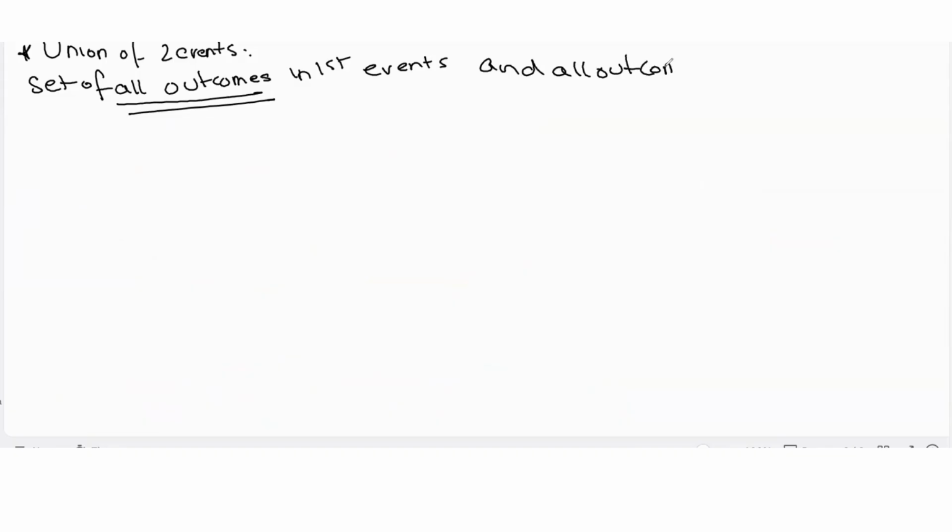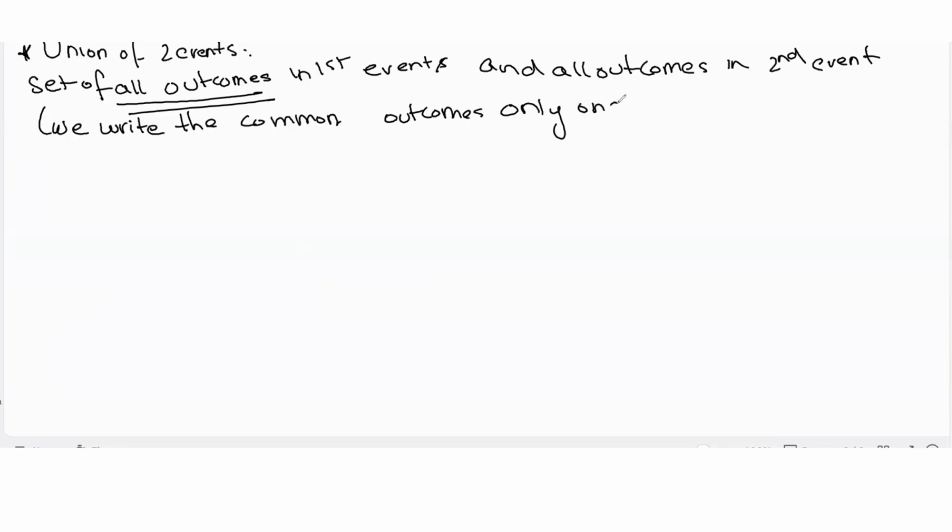So when we're looking at the intersection of two events, we're only looking at common outcomes between the two events. When we're looking at the union of two events, it contains all the outcomes in the first event and all outcomes in the second event. And just keep in mind, any common outcomes between the two events are only written once. So in intersection, you have the set of all common outcomes. In union, you have the set of all outcomes, right?